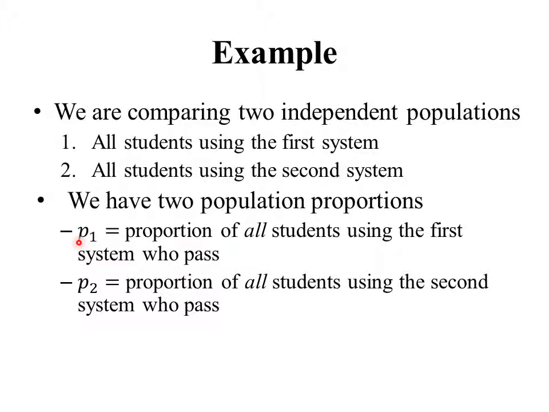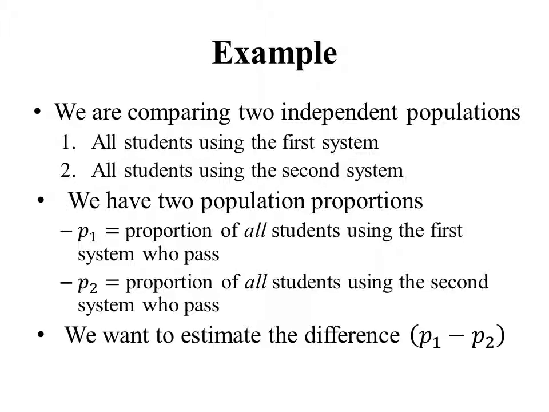Okay. Now, within those two populations, we're interested in two population proportions. So let P1 be the proportion of all students using the first system who pass, and then P2 be the proportion of all students using the second system who pass. Now, in these two definitions, we stress the word all because we're interested in all students who use the first system and all students who use the second system, and not just the few students in our two samples.